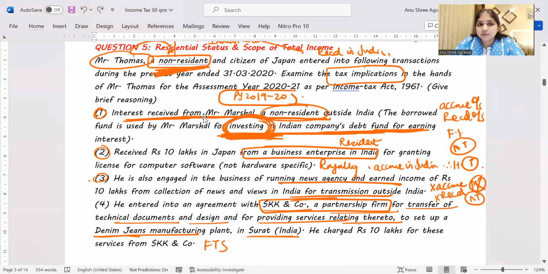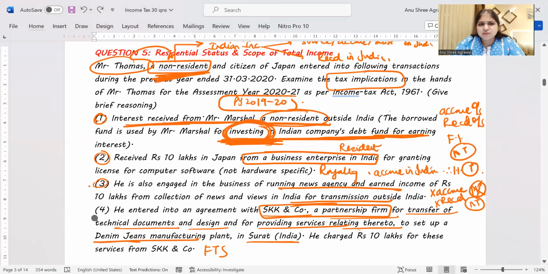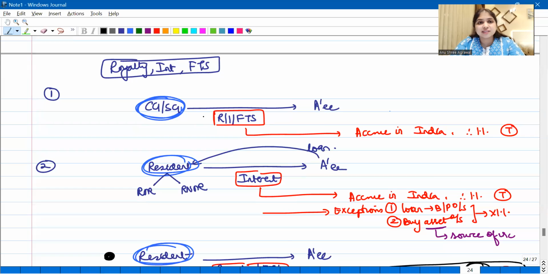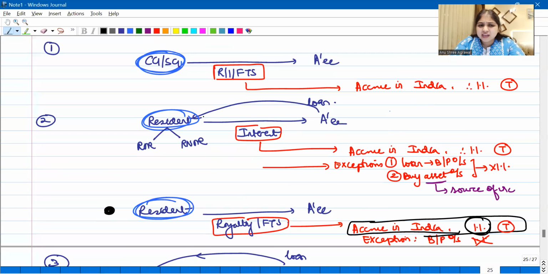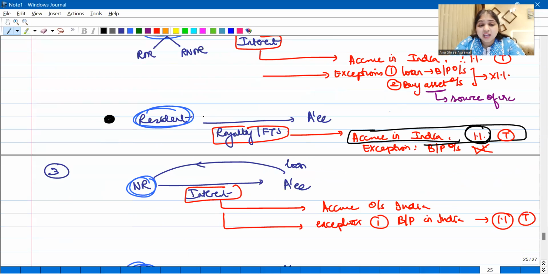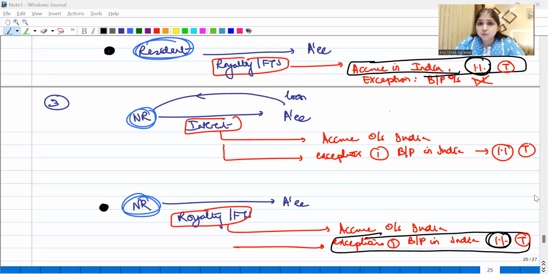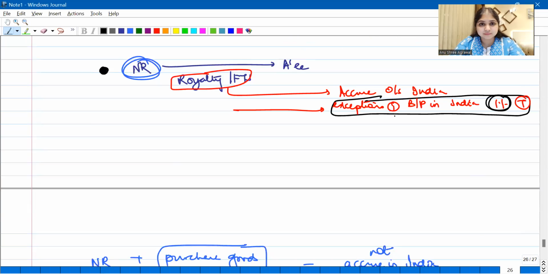This was question number 5. Through question number 5, we had a very, very important discussion relating to royalty, interest and FTS. Are we feeling at least a little bit better? Yes, are you learning something through every question? Yes, guys, there should be something getting better for you after every question. Only then is it going to make sense.